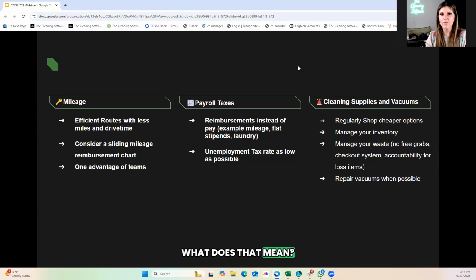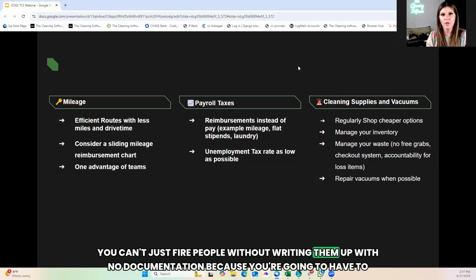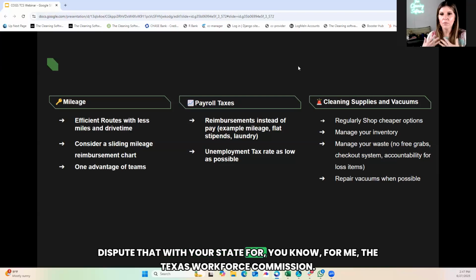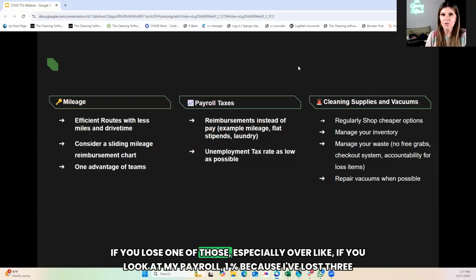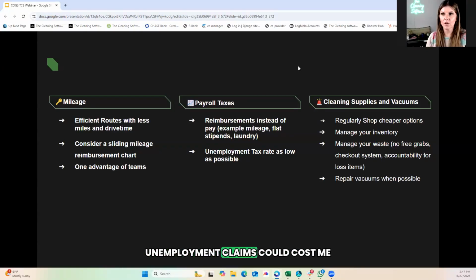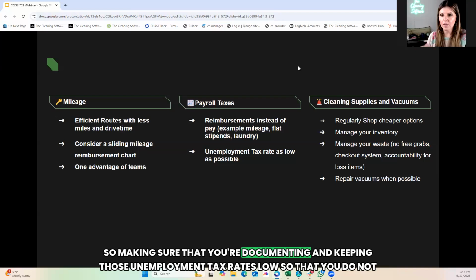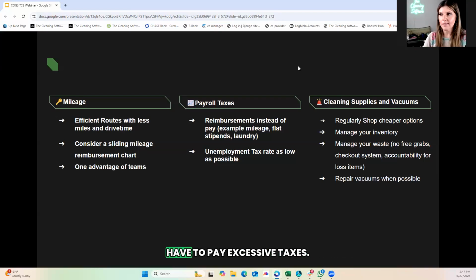What does that mean? You can't just fire people without writing them up, with no documentation, because you're going to have to dispute that with your state. For me, it's the Texas Workforce Commission. If you lose one of those, especially, if you look at my payroll, 1% because I've lost 3 unemployment claims could cost me $12,000 a year. I mean, it's a huge thing. So making sure that you're documenting and keeping those unemployment tax rates low so that you do not have to pay excessive taxes. All right, next one.